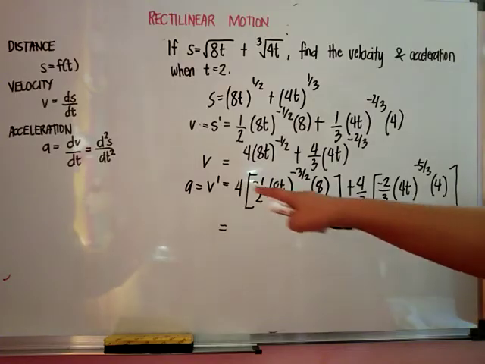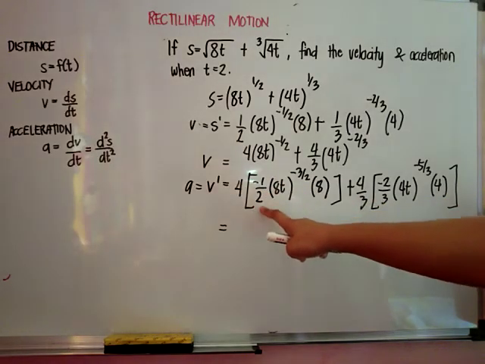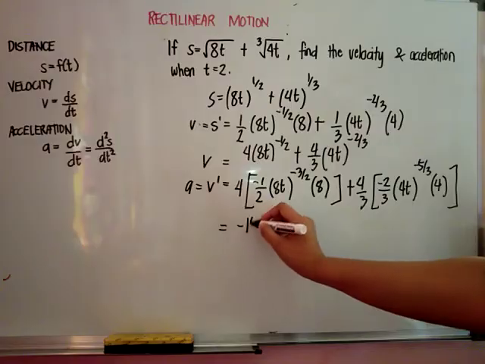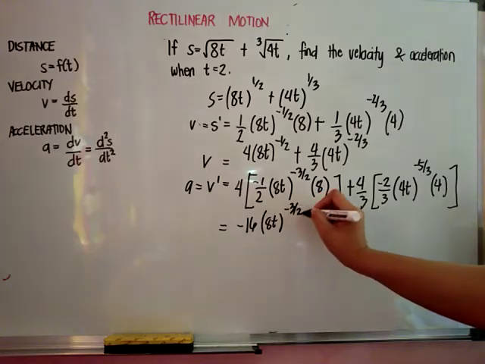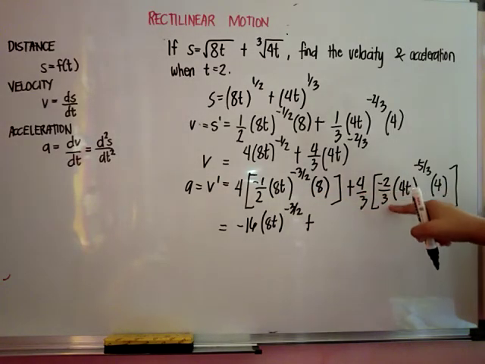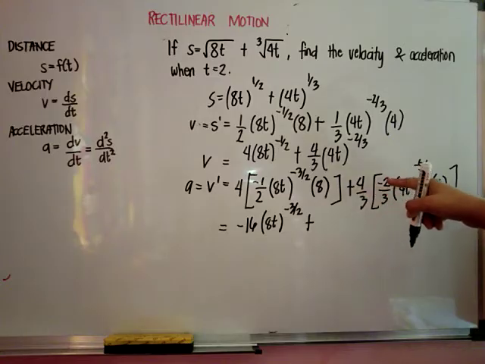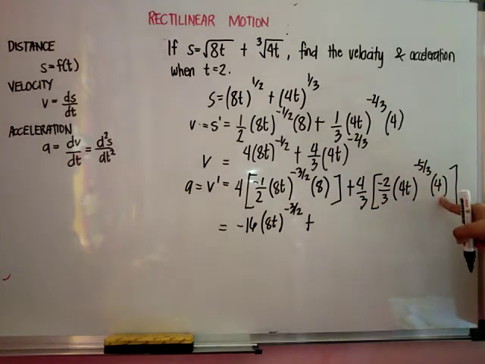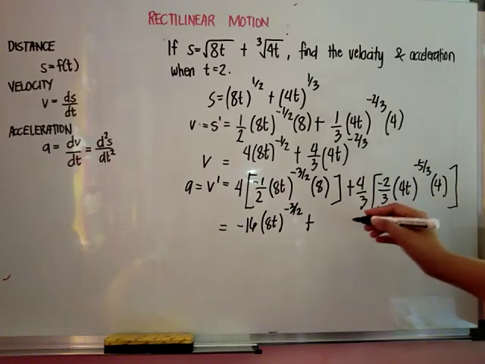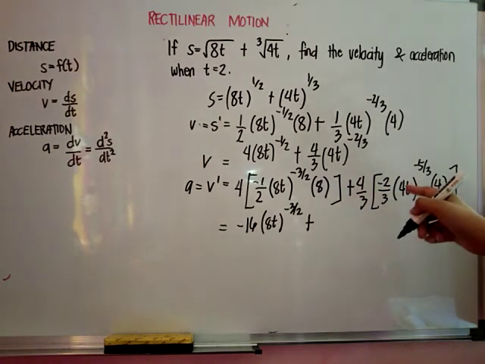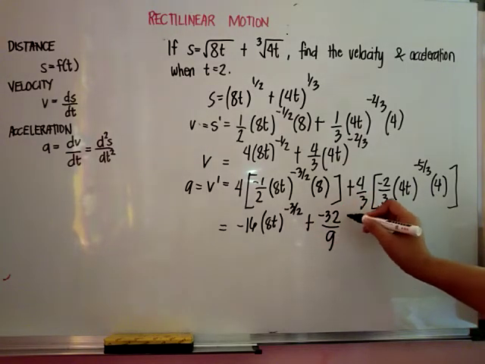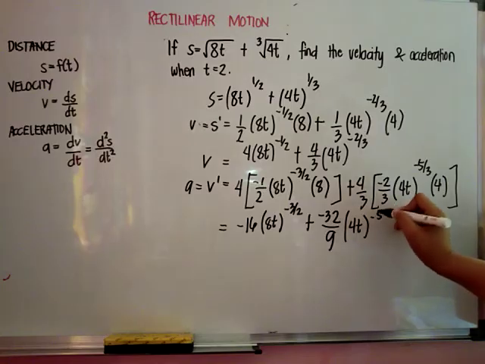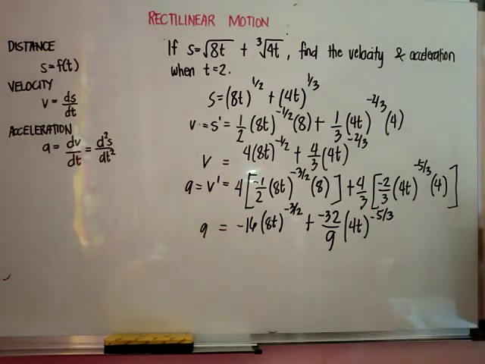So, simplify again. 4 times negative 1/2 is negative 2 times 8 is negative 16. So, and then, times 80 raised to negative 3/2 plus 4/3 times negative 2/3 is negative 8 over 9 times 4 is negative 32 over 9. And then we have 40 raised to negative 5/3. Then we have the equation for A, acceleration.